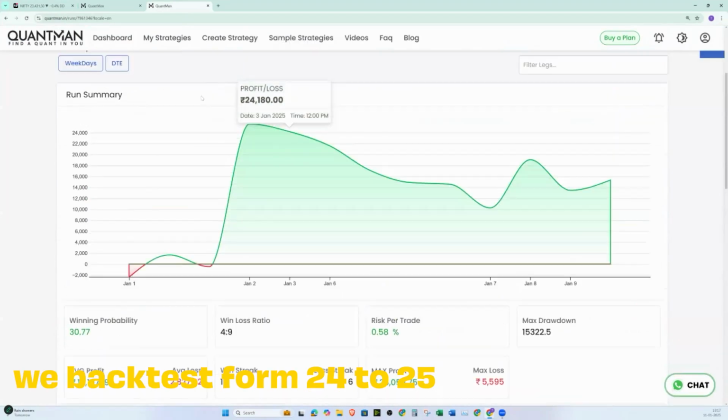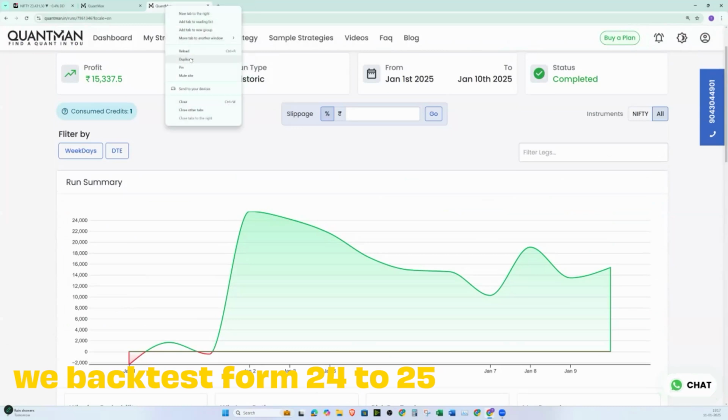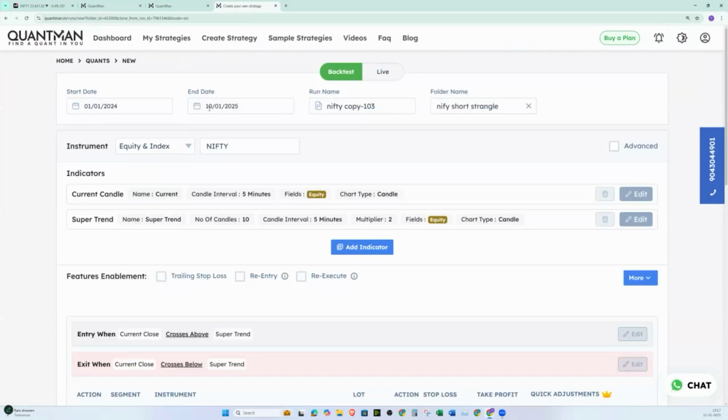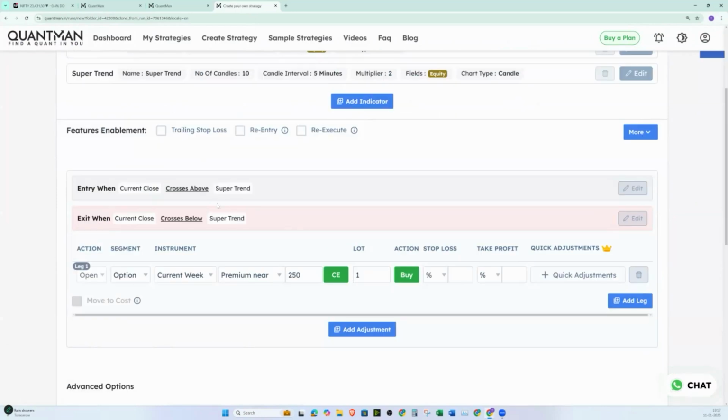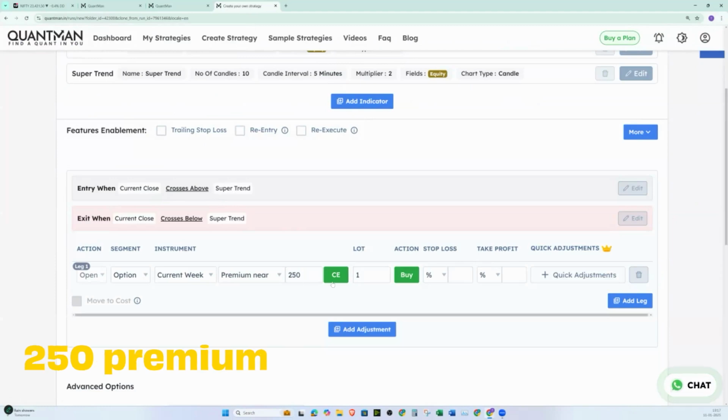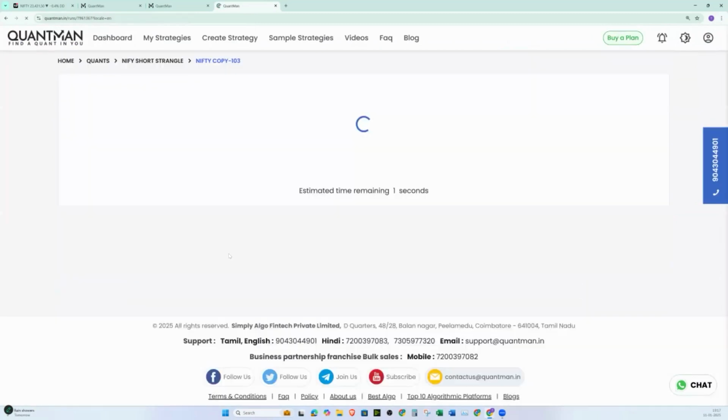Now one more, we backtest from 2024 to 2025, 1 Jan 2024 to 10/1/2025. No conditions, I don't change anything. Just a simple condition: current close crosses above super trend, current close crosses below super trend. If the condition is satisfied, 250 premium entry and a maximum of 5 trades in a day.